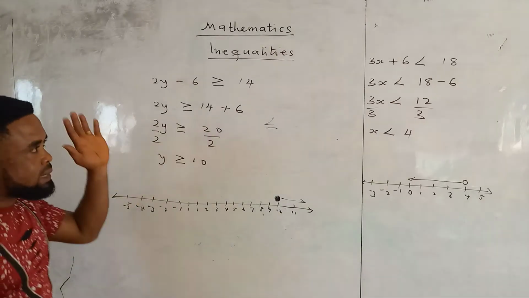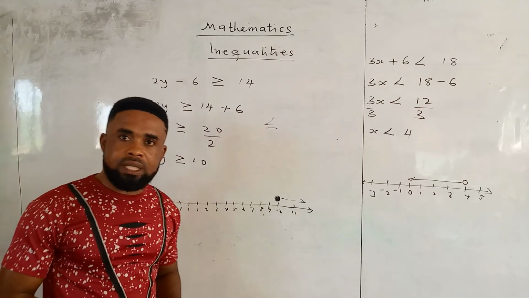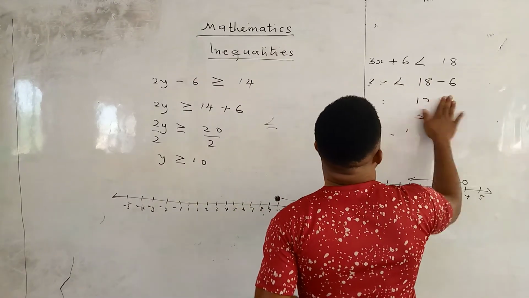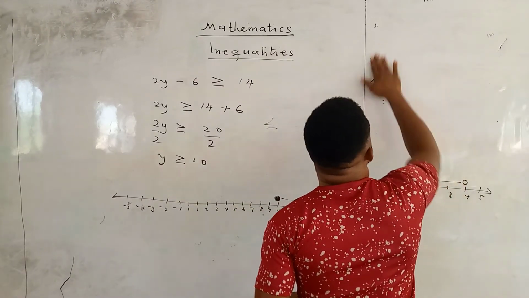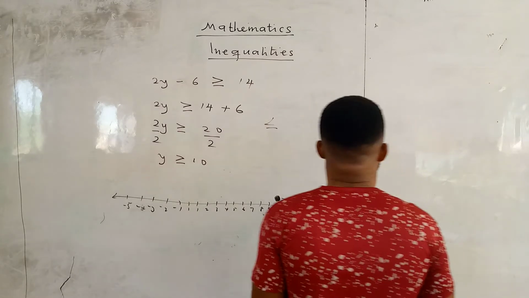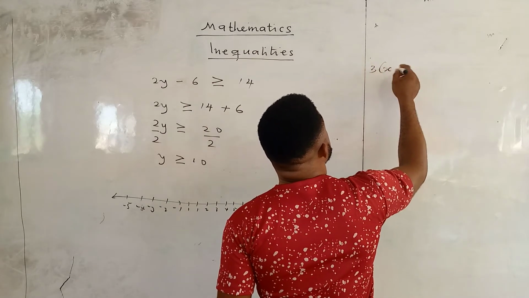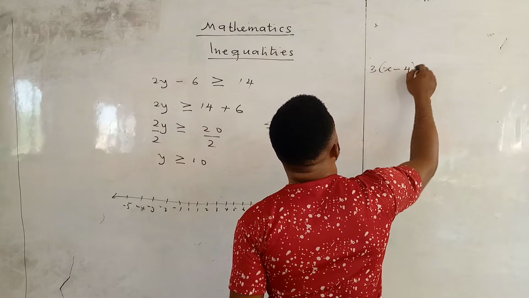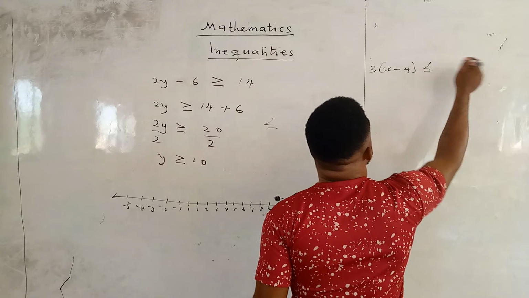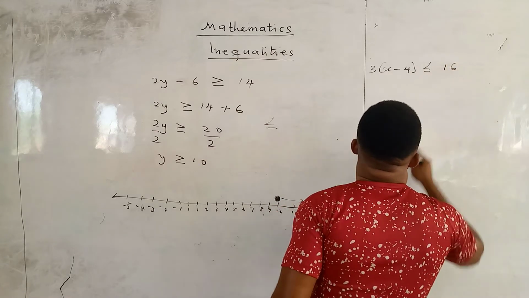So we shall take our last example and then we close for the day. Okay. So let me take our last example. I have 3 into bracket x minus 4 less or equal to 16.